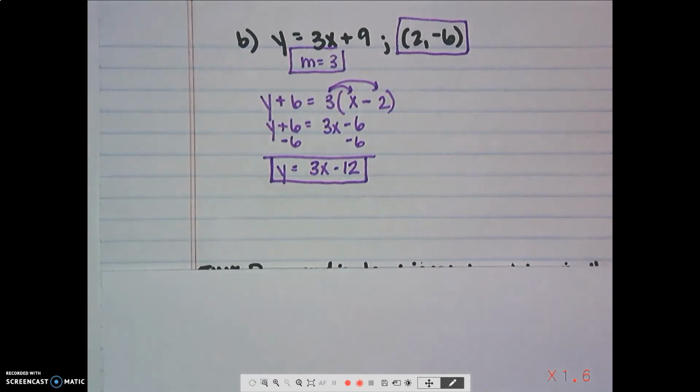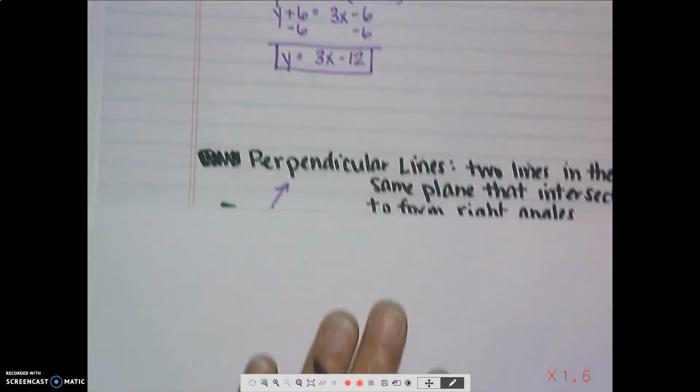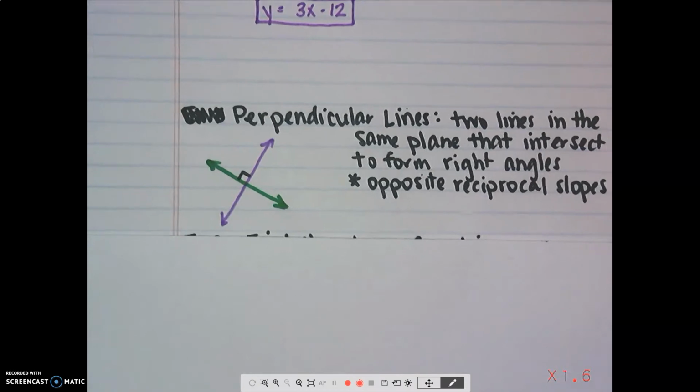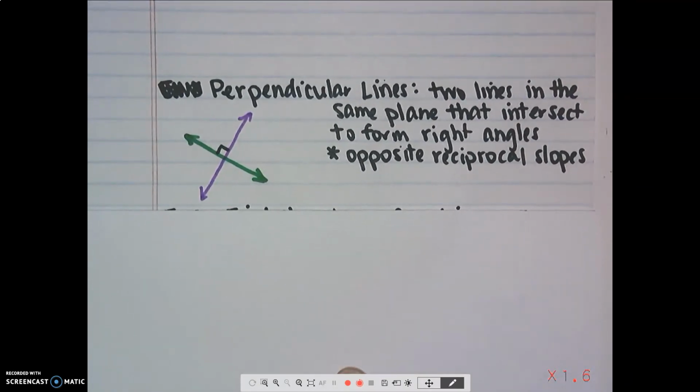Okay, so that's dealing with parallel lines. Those are ones that have the same slope and they never intersect each other. So then our other type are perpendicular lines. Okay, and perpendicular lines are two lines in the same plane that intersect to form right angles. So they're going to cross at 90-degree angles. That means that their slopes are opposite reciprocals. We're going to talk about what that means in just a minute.